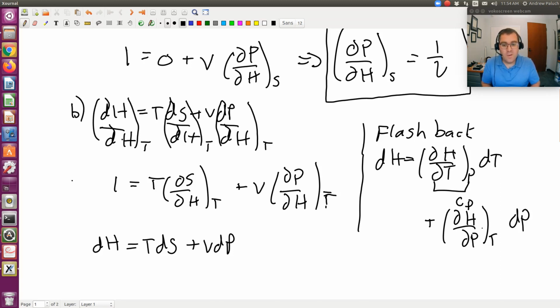Why can't I do the same here, right? What I want is dP/dH at constant T. I've done this before for dH/dP at constant T, right? So why not do exactly the same thing? Because if I can calculate dH/dP at constant T, then dP/dH at constant T is just the inverse, related via an inverse relationship. So I know that dP/dH at constant T is just equal to 1 over dH/dP at constant T. So if I can find dH/dP at constant T, I've got my answer. And since I know that I've done it before, let's do it.